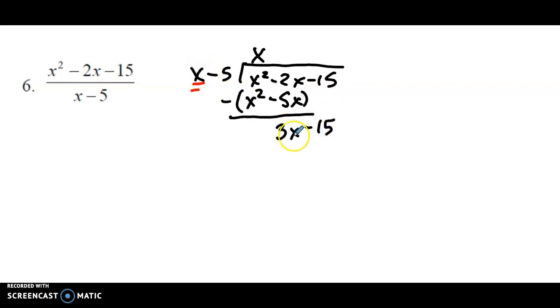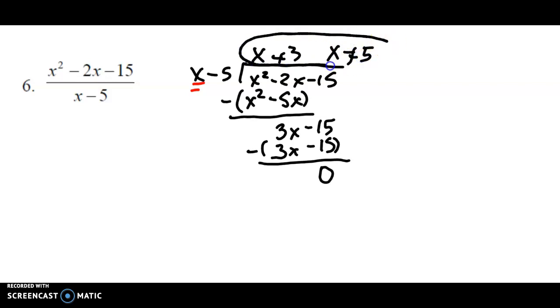x into 3x is positive 3 times. 3 times x is 3x. 3 times negative 5 is negative 15. And look at that, they matched, so that when I subtract them, I should get no remainder. 3x minus 3x is nothing. Negative 15 minus negative 15 is also nothing. So there we go. And looking over here at my excluded value, x cannot equal positive 5. Go ahead and pause the video and work on number 7.